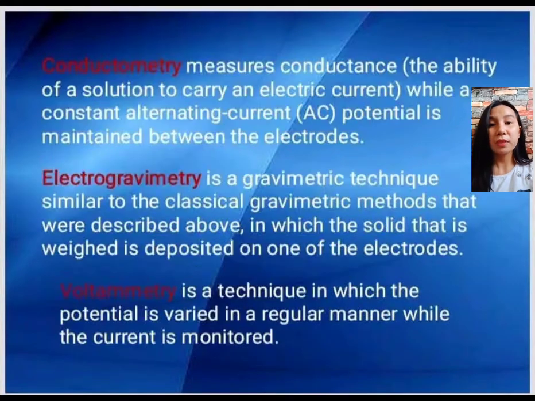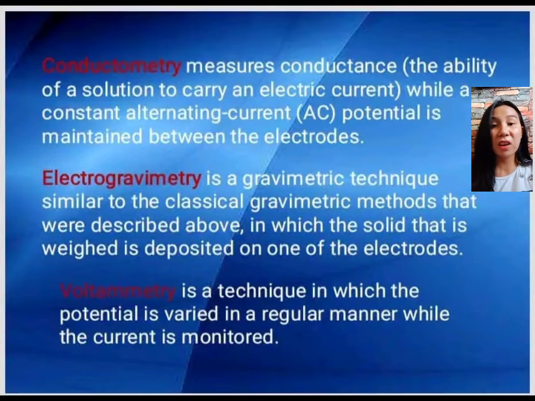Now, let's talk about conductometry. Conductometry measures conductance. Conductance is the ability of a solution to carry an electric current, while a constant alternating current with a potential is maintained between the electrodes. And also, let's talk about electrogravimetry.